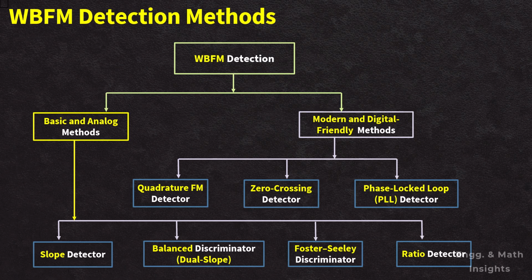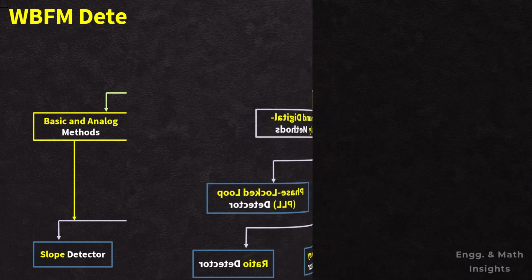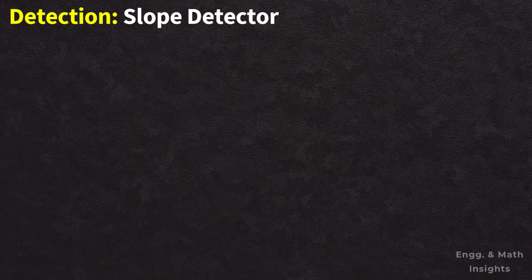Now let's see how we can detect frequency modulated signals. Once a frequency modulated signal is received, it must be demodulated or detected to recover the original message signal. Detection works by converting frequency variation of the carrier back into the voltage variation that follows the original audio or data signal. There are several techniques to do this, ranging from simpler analog circuits to precise digital systems. Let's start with the most basic method. The first one is the slope detector. This is the simplest form of FM detection.